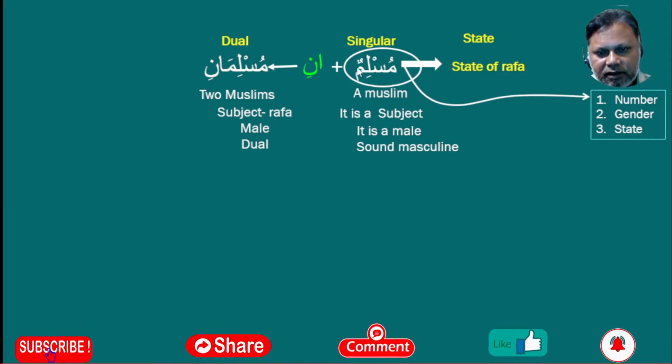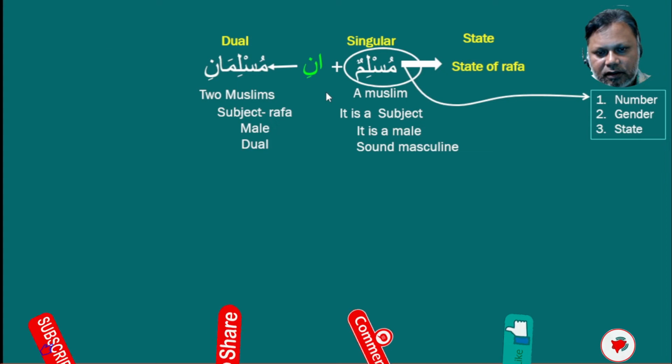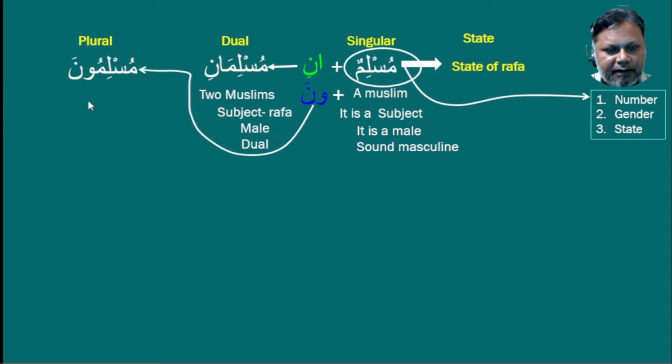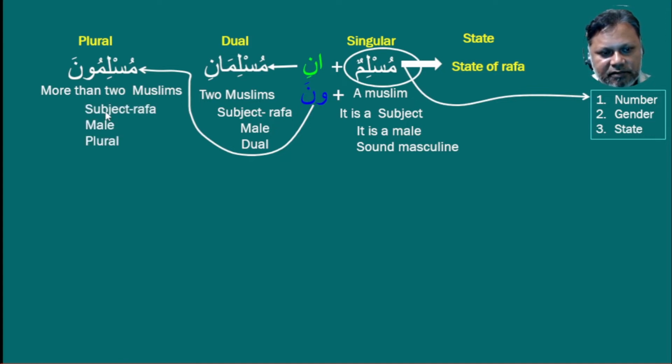Now if we want to make this Muslimun plural, then we have to add una. Then we will get Muslimuna. Now whenever we see this word Muslimuna, we understand that it is more than two Muslims. It is a subject or rafa. It is male and it is a plural number.